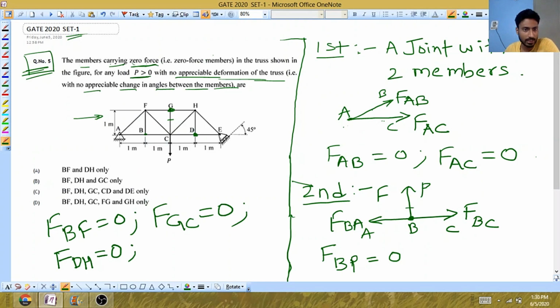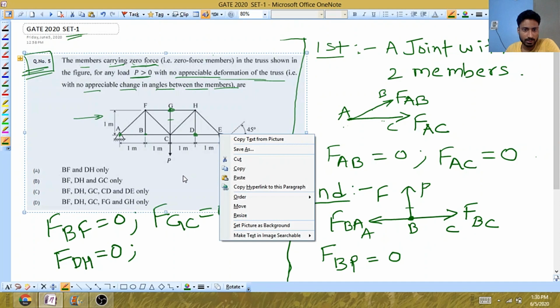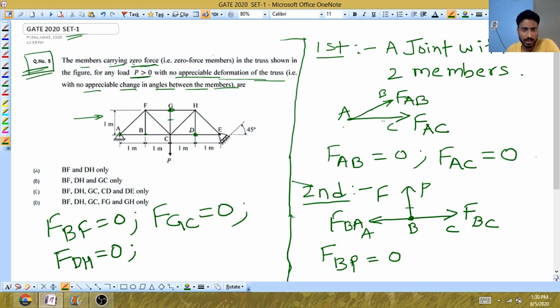Now see if we can determine the other members as well. If you look at this joint, you will see two members, but it has a support. A support reaction will be present, so you cannot apply concept 1. Similarly, you cannot apply concept 1 at E also, and nowhere else can you apply these two concepts.